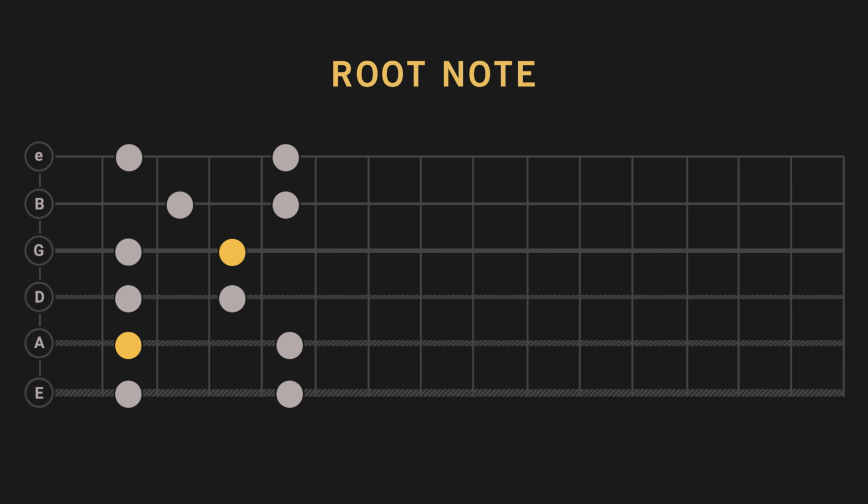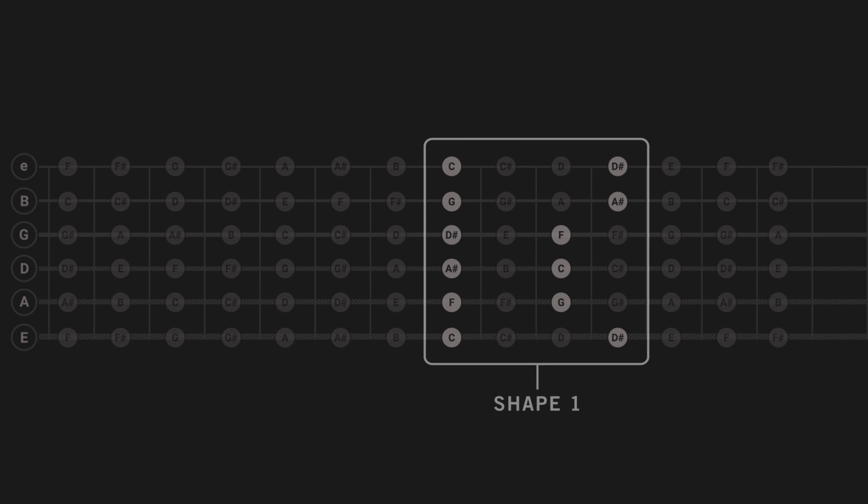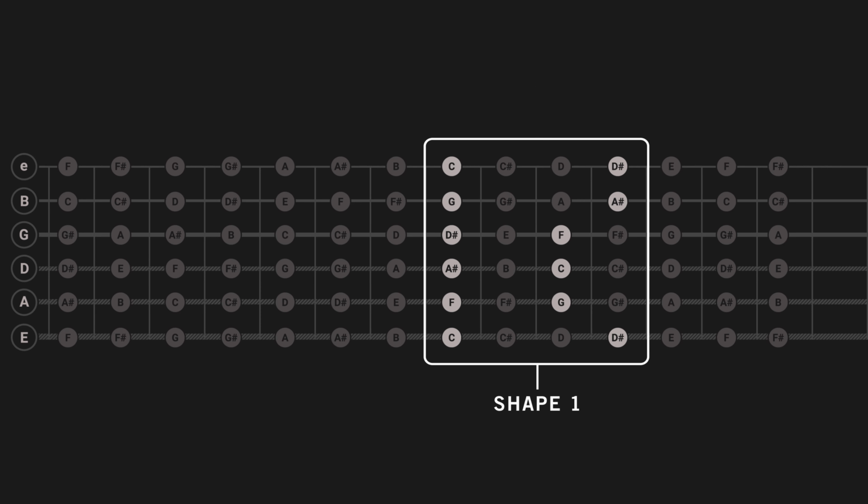That's the root note. They're always in the same position within a shape, and in shape 1, you'll find them in 3 different places. Here, here, and here. Depending on where you play the shapes on the fretboard, the root note and key will change. Currently, this one is in C.